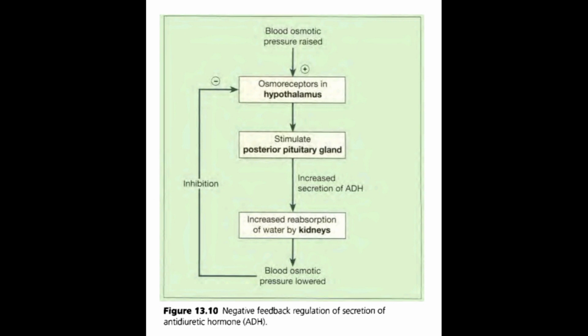Next diagram: negative feedback regulation of secretion of antidiuretic hormone, ADH. When blood osmotic pressure rises, osmoreceptors in the hypothalamus stimulate the posterior pituitary gland, increasing secretion of ADH, which increases reabsorption of water by the kidneys. Blood osmotic pressure becomes lower, causing inhibition.